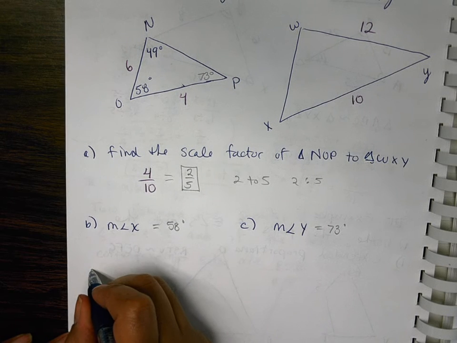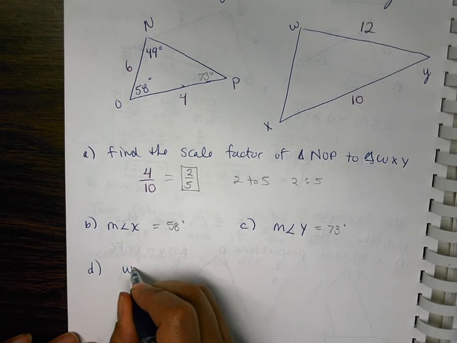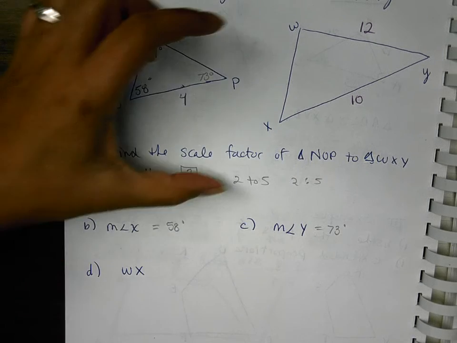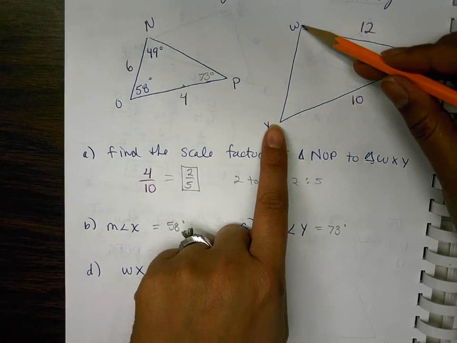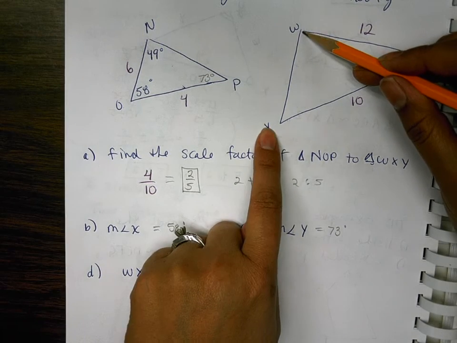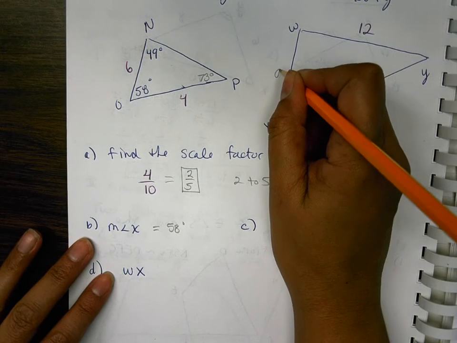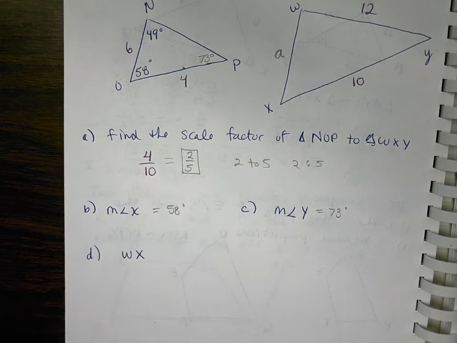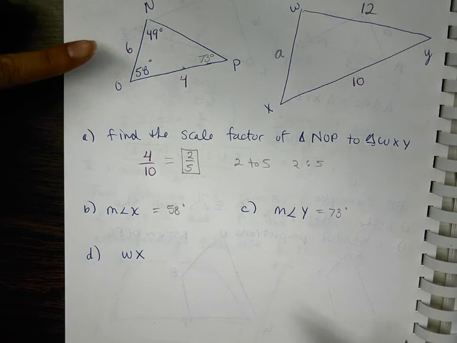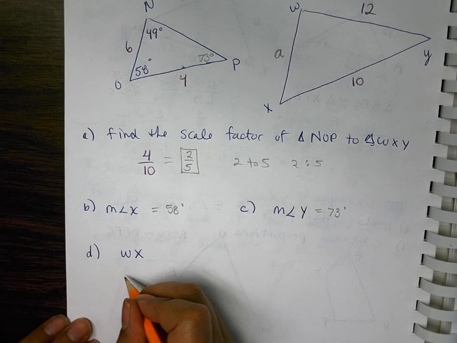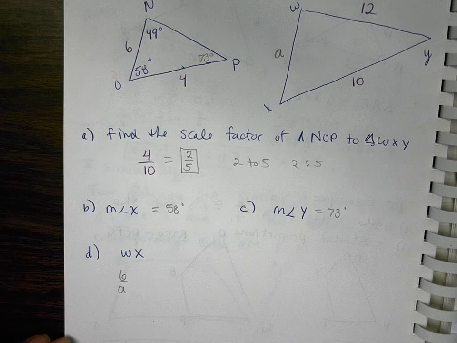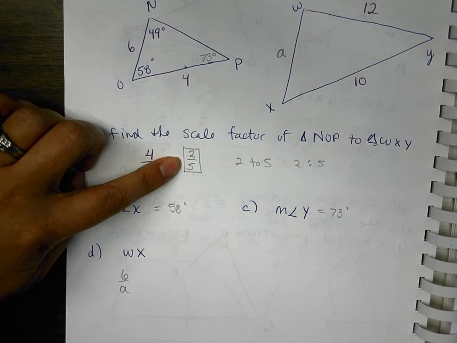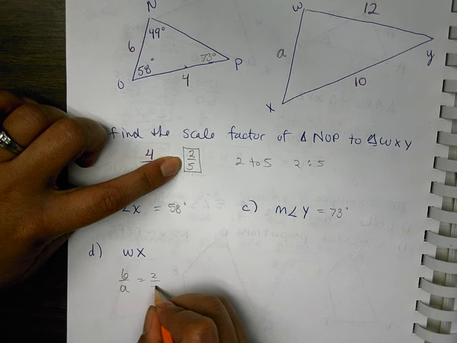Now this next part, I do need you listening to. This is where kids struggle on the test. What is WX asking for? For this side length here. Do you see that? I'm going to put a letter A there, just so I can call it something when I plug it in. Make your extended proportions. 6 over A equals what? 2 over 5.